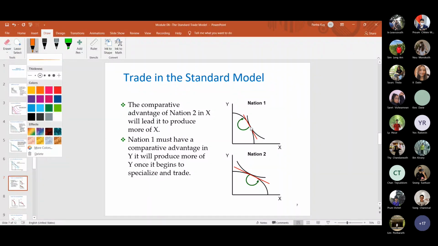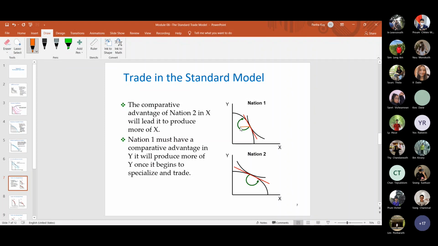This one, that is the equilibrium in the autarky, right? Meaning to say that nation 1 will produce and consume at this point, point E. And then for nation 2, they will produce and consume at this point, point E2. This one also point E, the general equilibrium in autarky.